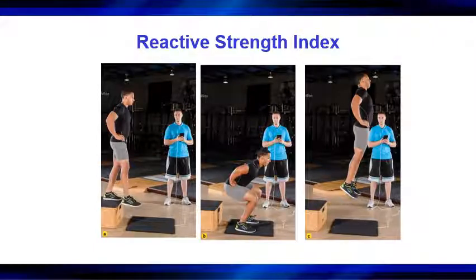So it's a different type of power measurement because, again, you look at some different types. There's a difference between a static vertical jump. The qualities are slightly different than when you're looking at a reactive strength index.